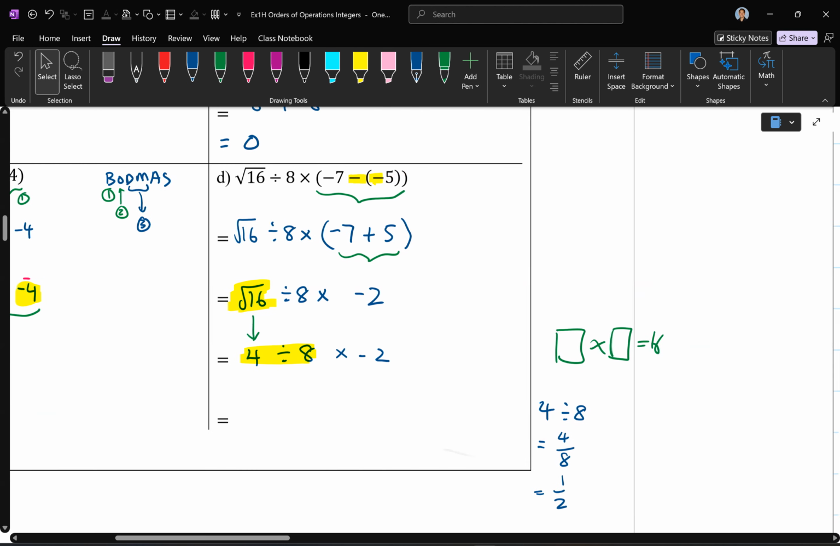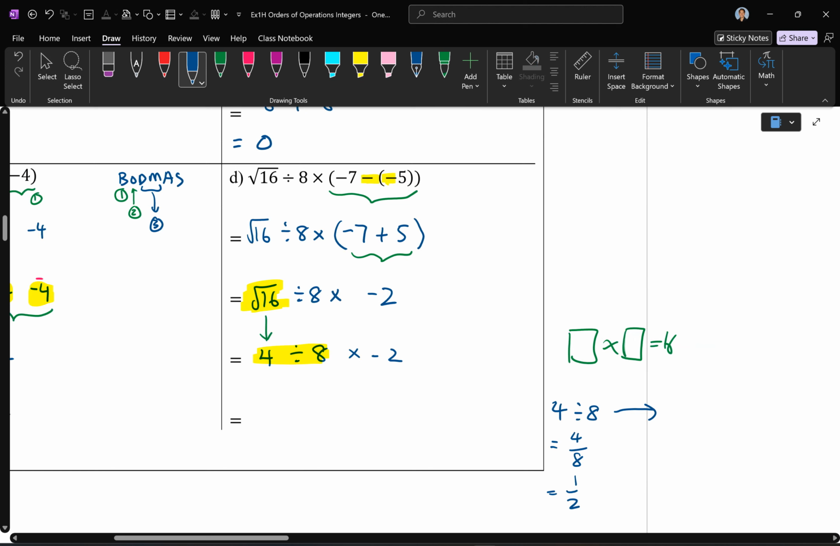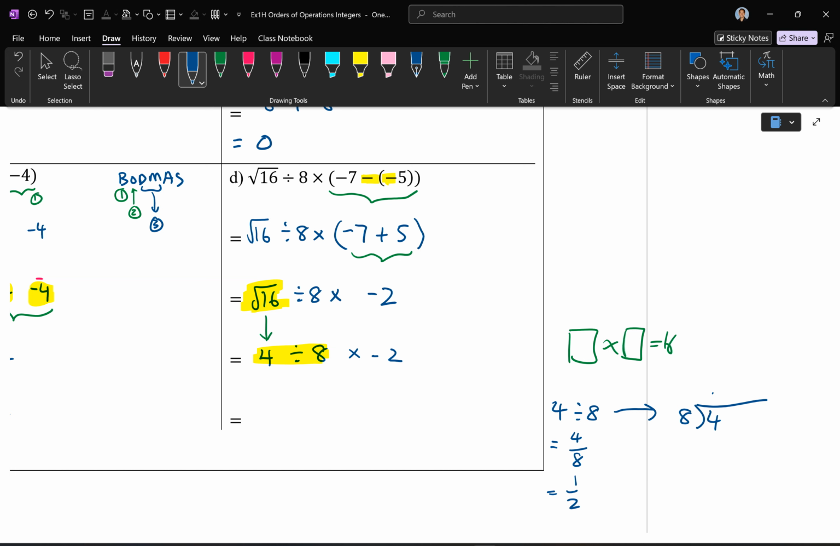Or if you did exercise 1A, you can actually rewrite that as how many 8s fit into 4, and you'll see it goes in 0 times. Carry on with the next 4, so 8 into 40 is 5, so it's 0.5.